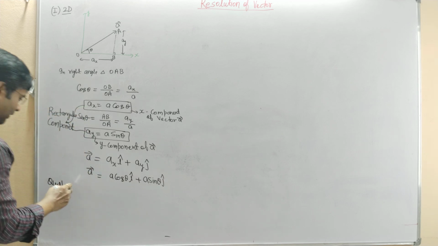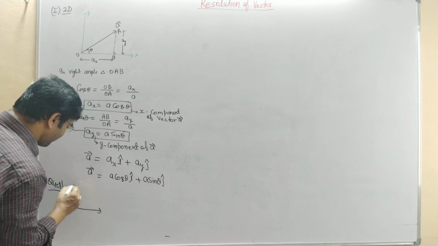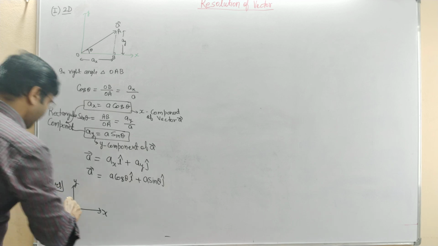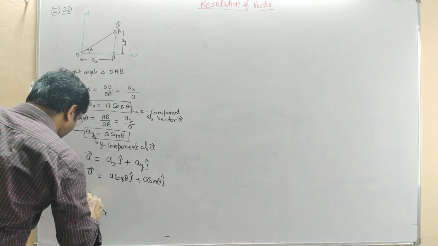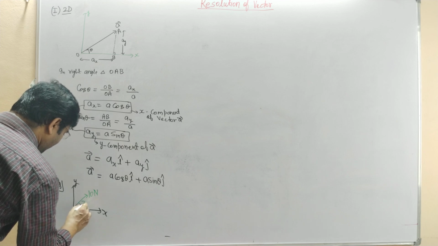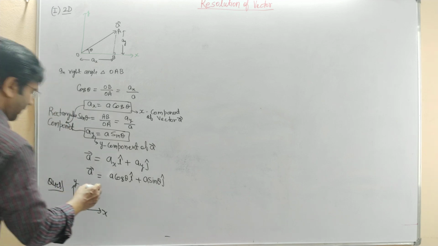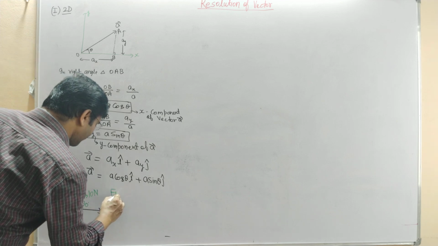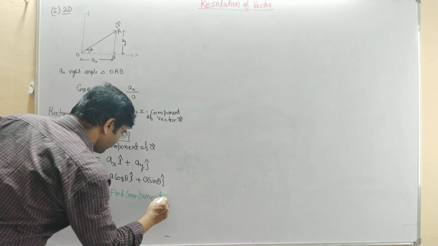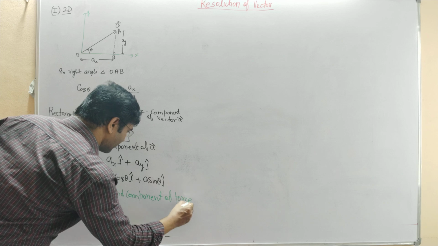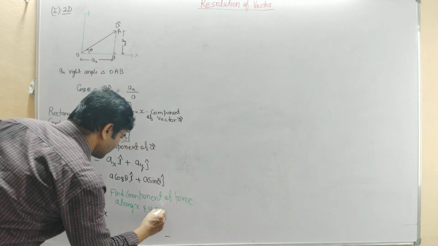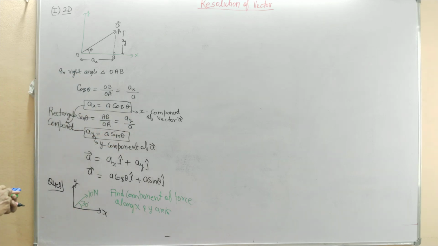So I'm saying that there is a force. Let's take here, this is X and Y. There is a force of magnitude 10 Newton, and this makes an angle 30 degree with x-axis. So find component of force along x and y axis. So how will we solve it?